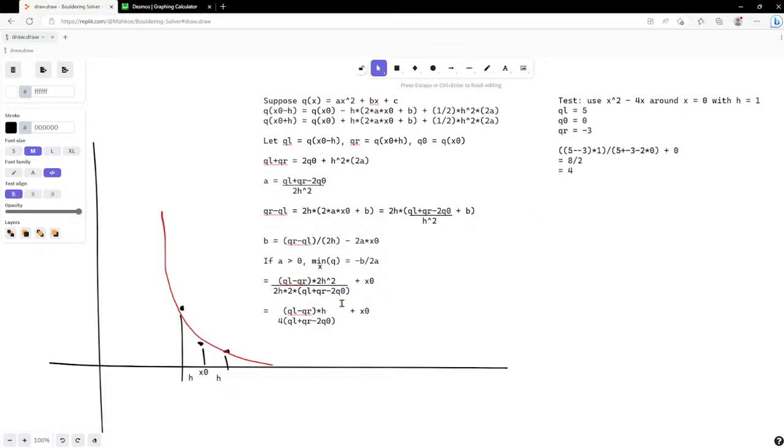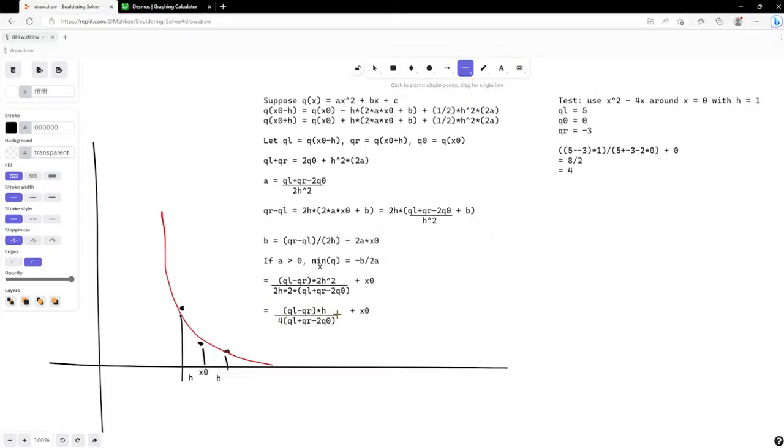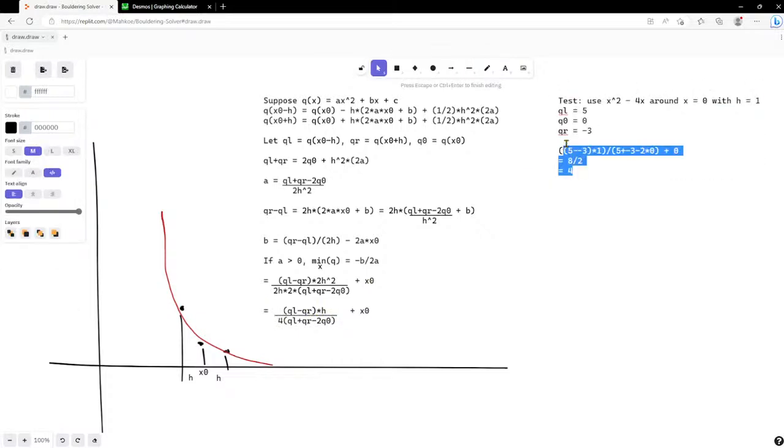Plus X naught. Right? So QL minus QR, 5 minus negative 3 times H, all this divided by 4 times QL plus QR minus 2Q naught, which equals 8 divided by 4 times, and this is still wrong, 4 times 5 plus negative 3 is 2 is 1. It's still wrong.